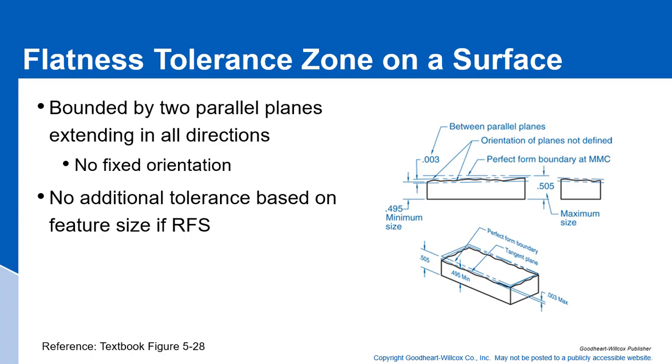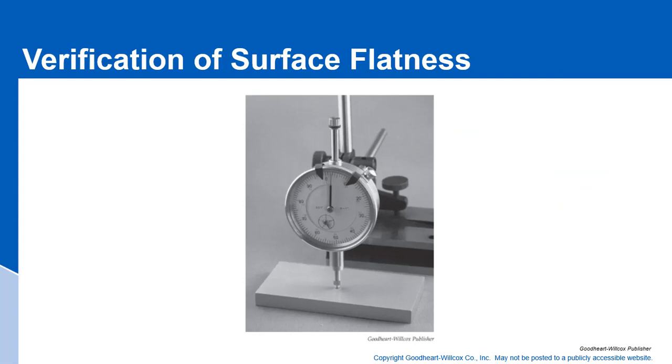How is it checked? You'd probably check surface flatness with a height gauge. Here we've got a granite plate, and here's our part right here. Here's a dial indicator with the height gauge. We would move this indicator over all elements of the surface, both in this direction and in this direction, and make sure that our total indicator movement doesn't exceed our flatness tolerance.